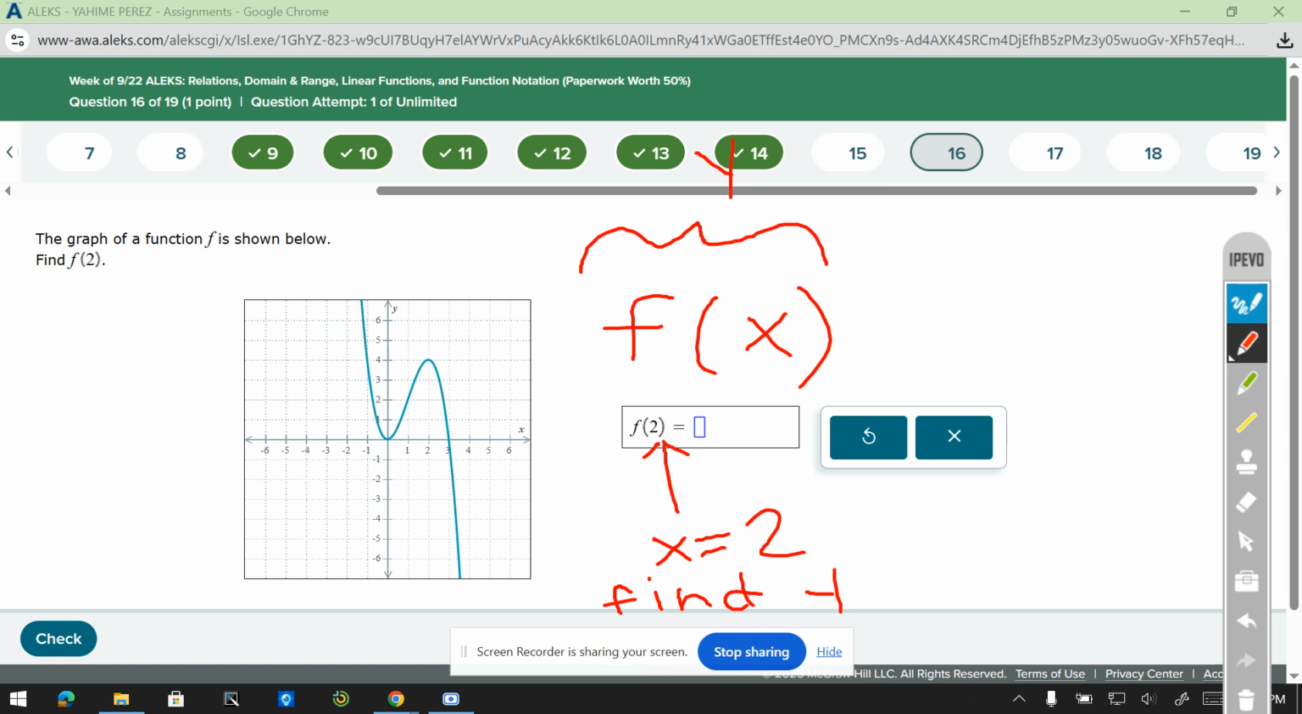I'm going to go to my graph. I'm going to go to the x-axis. I'm going to go to 2. So this right here, this vertical line is where x is equal to 2. I'm going to figure out where that blue line is, where the graph is, where x is 2. Well, there it is. That point right there is 2, 4. So when x is 2, y is 4. So our answer here is f of x equals 4.